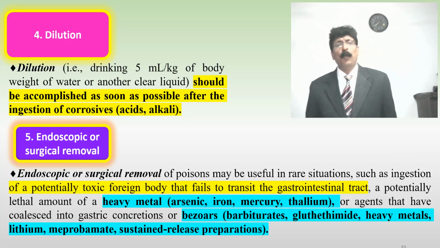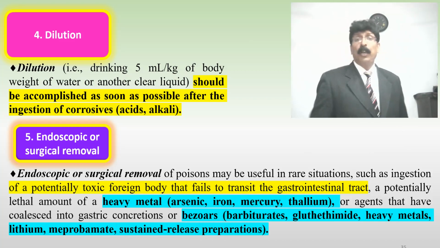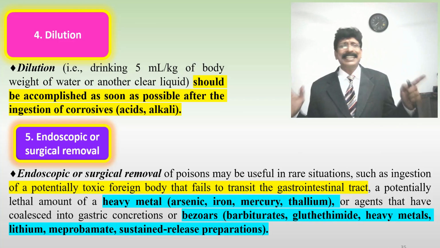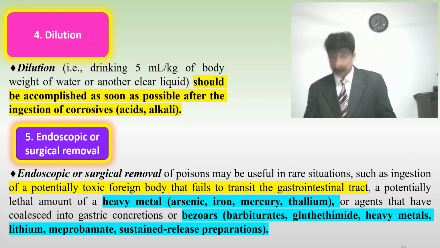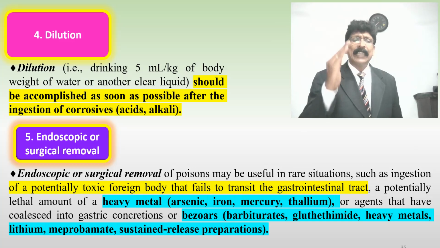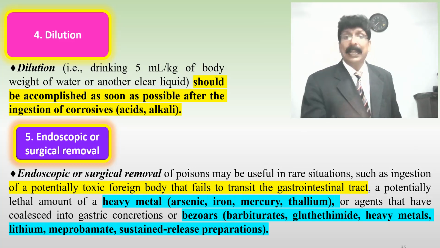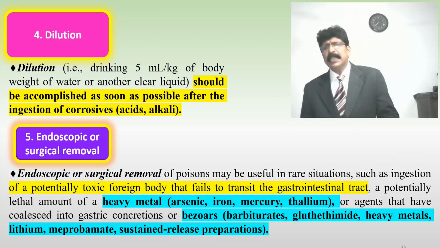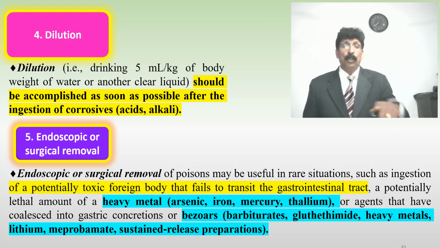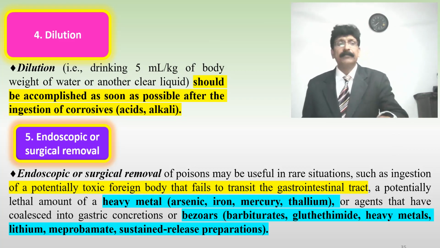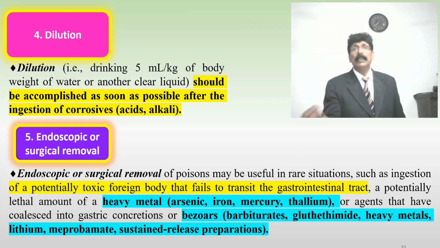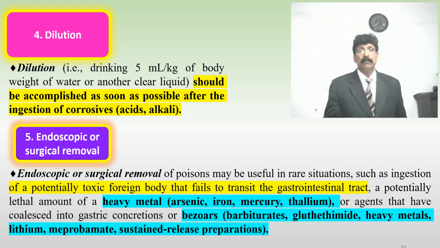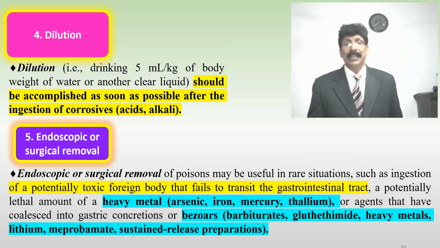Endoscopic or surgical removal of poison may be useful in rare situations such as ingestion of a potentially toxic foreign body that fails to transit the gastrointestinal tract, a potentially lethal amount of a heavy metal like arsenic, iron, mercury, thallium, or agents that have coalesced in the gastric secretions or bezoars, like barbiturates, glutethimide, heavy metals, lithium, meprobamate, and sustained release preparations also.